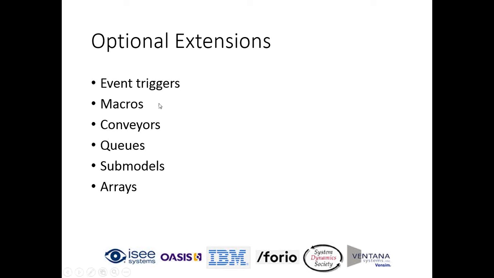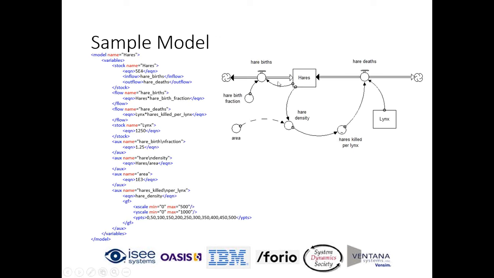The most important of these would probably be macros, which allow us to extend the language, conveyors and queues, which allow you to do discrete simulation inside a System Dynamics model, submodels that let you break it up into separate pieces and build models hierarchically, and arrays, which allow you to look at, for example, different locations in the same model.